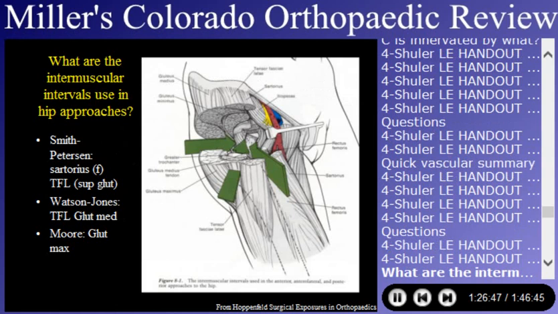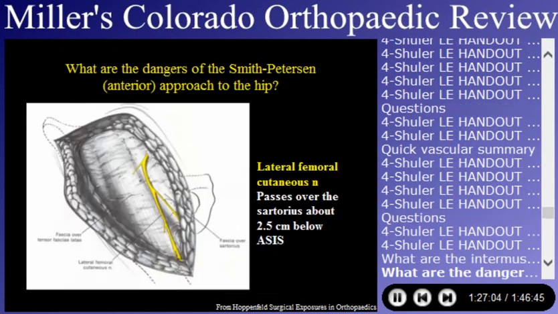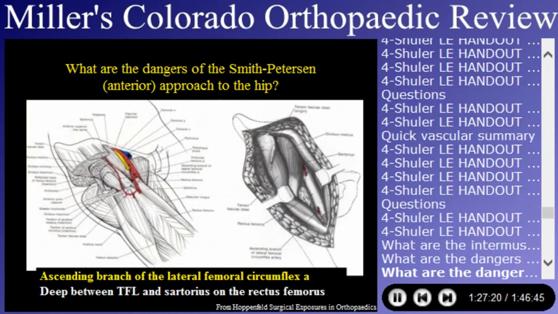Intermuscular intervals used in hip approaches. This is a summary diagram from Hoppenfeld's. We'll go over that. Smith-Petersen is now through the sartorius, femoral nerve, and the tensor fasciae latae, superior gluteal. Watson-Jones, tensor fasciae latae and gluteus medius. Moore goes right through the gluteus maximus. Danger of Smith-Petersen approach, and this is directly from Hoppenfeld's also. First, lateral femoral cutaneous nerve, 2.5 centimeters below the ASIS, directly over the sartorius. Next, ascending branch of the lateral femoral circumflex artery. And that's the one you actually ligate, shown here in the diagram, directly from Hoppenfeld's.